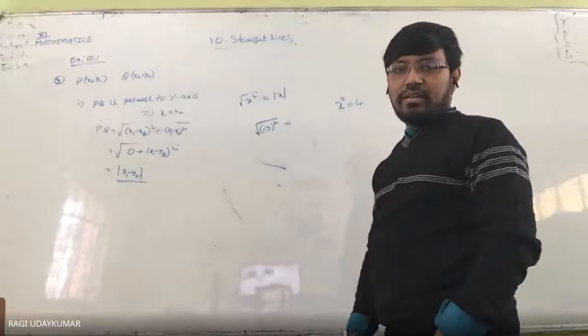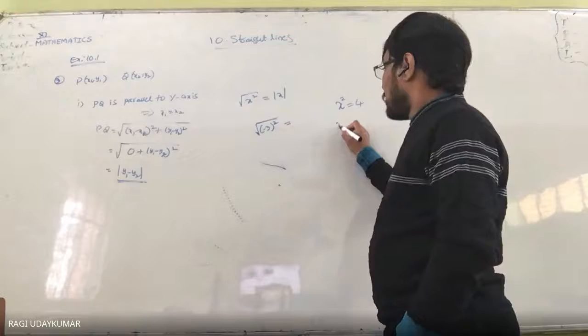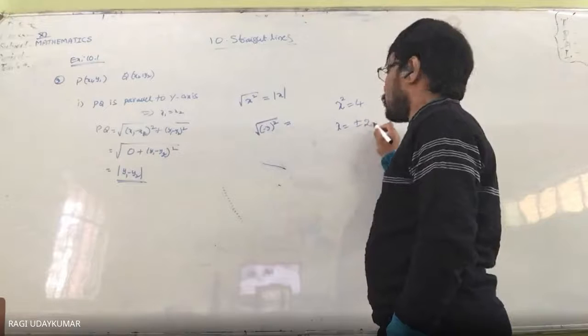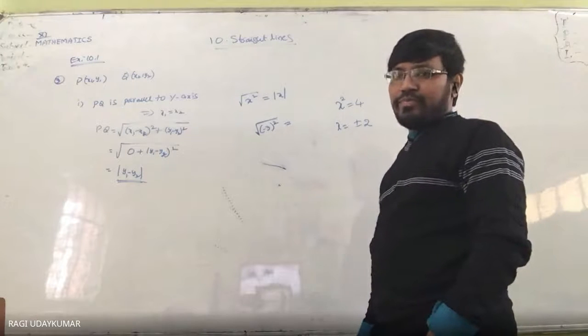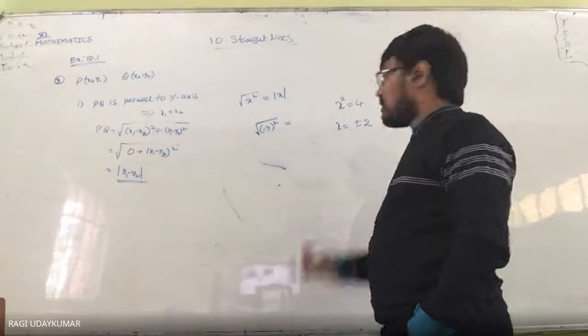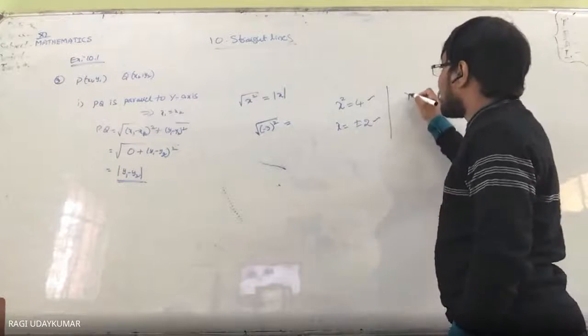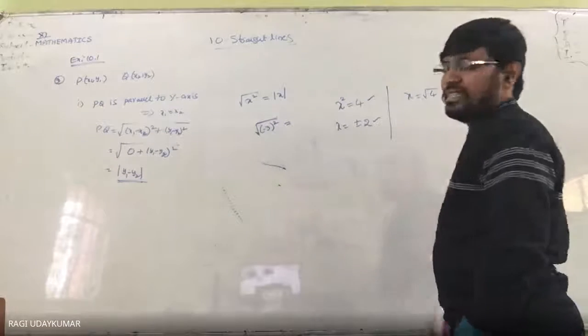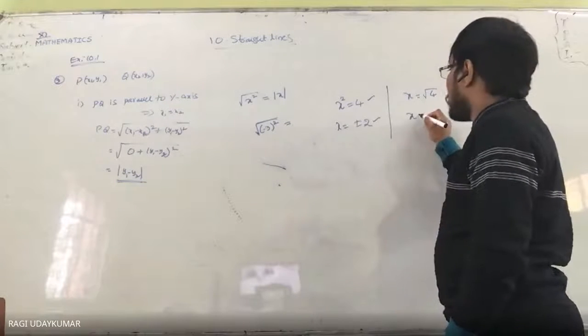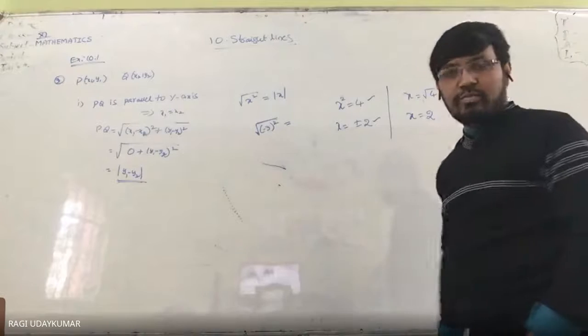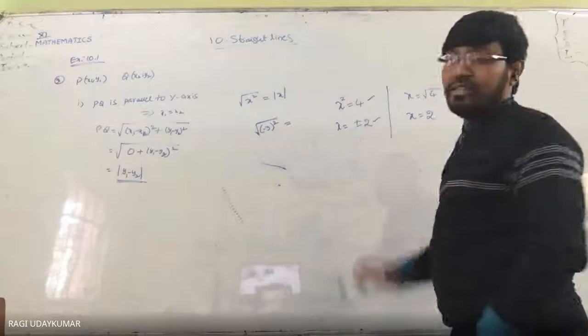Let me explain to you. Suppose x square equal to 4. Then x is equal to plus or minus 2. X square equal to 4 means x equal to plus or minus 2. But if x is equal to under root of 4 is given, then x value will be equal to only positive. This is the difference between these two.